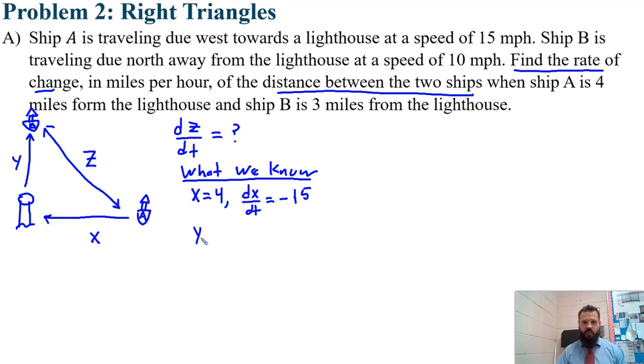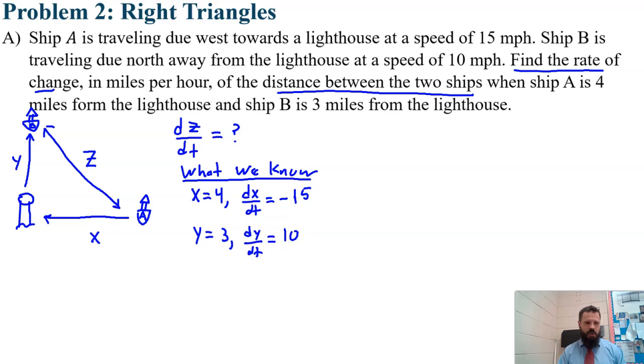We can do the same thing for the y. Y is equal to 3 when ship B is 3 miles away. And dy over dt, we're given how fast this ship B is traveling. That's 10 miles per hour. And then the last thing here is z. Now, maybe I need to know that, maybe not. We'll kind of see what happens with our equation after we differentiate it.